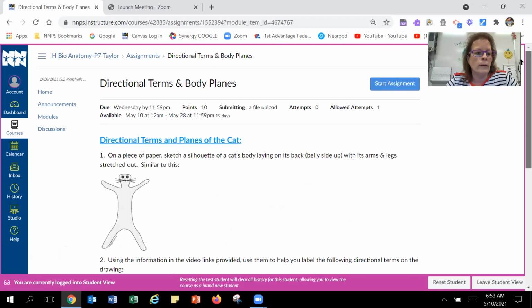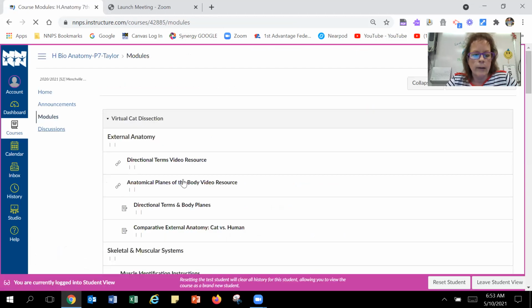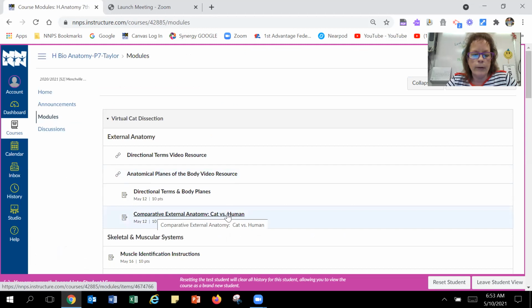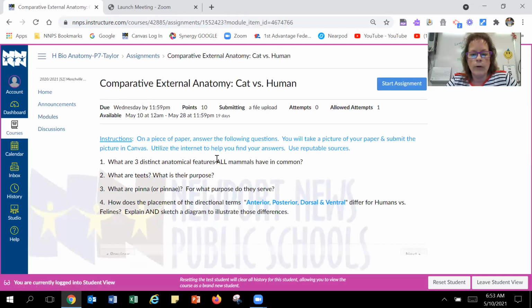So let's go back and take a look at some of the other things. You have another one here, comparative anatomy, external of the cat versus the human. That one is more of a question assignment. On a piece of paper, answer the following questions, then take a picture of your paper and submit the picture. You don't have to write the questions. Use reputable sources. You're going to be getting this information from the internet, or you can go back.